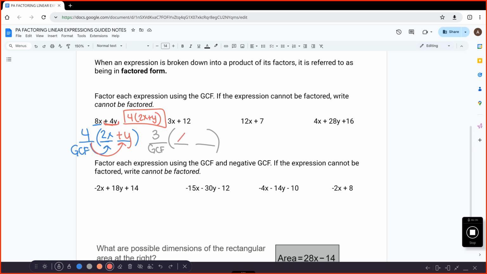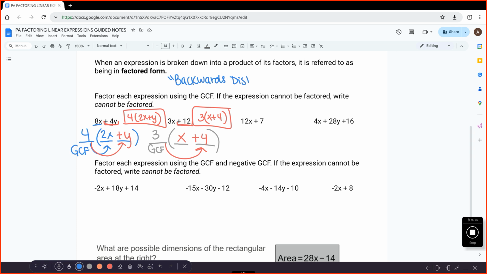All right, let's think of the next one. 3 times what is going to get me this positive 12? 3 times a positive 4 will get me positive 12. So your answer for this is going to be 3 parentheses x plus 4. And if you double check, if you use the distributive property, 3 times x gets you 3x. 3 times 4 does get you positive 12. So if you go back and use the distributive property, you do in fact get what you started with. So a lot of times you can consider factoring almost like a backwards distributive property.